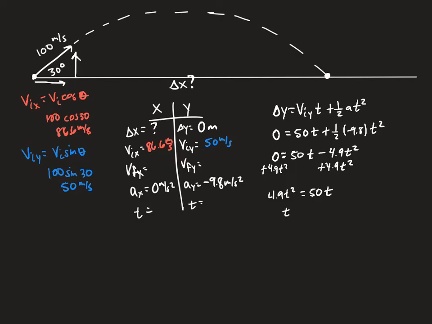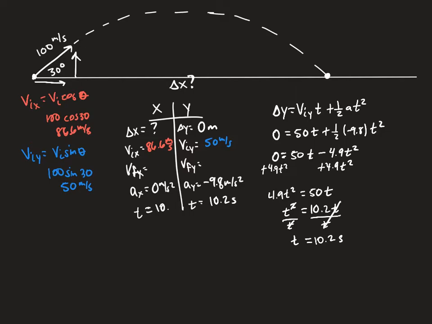I can divide both sides by 4.9. I would get t squared equals 10.2t. And now, if I know that t squared is just t multiplied times t, I can then recognize that I can divide both these sides by time. It divides out the time on the right side, and it gets rid of one of these in the squared term. So I'm left with time equals 10.2 seconds. So that's what I'm going to put here. I'm going to put 10.2.